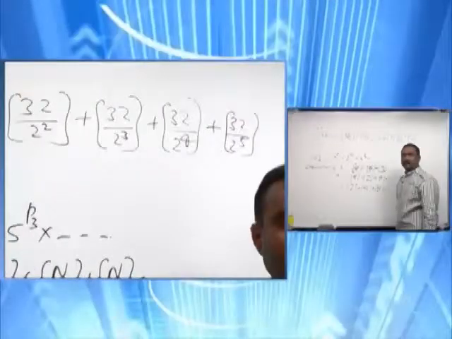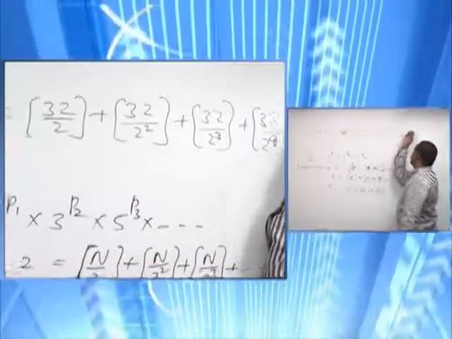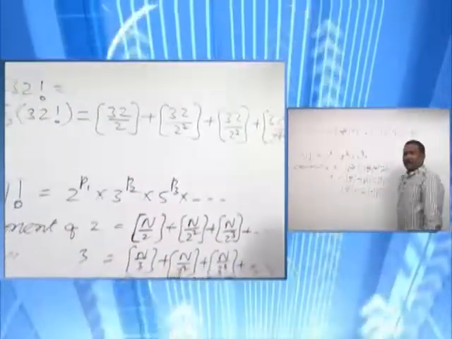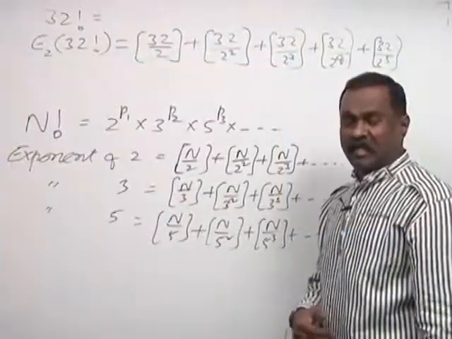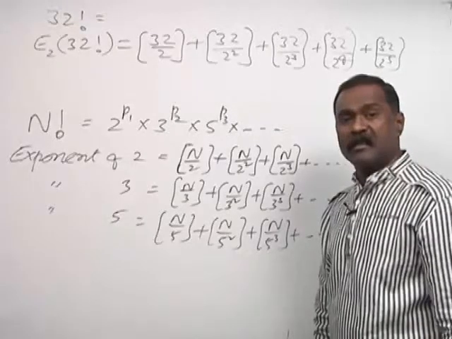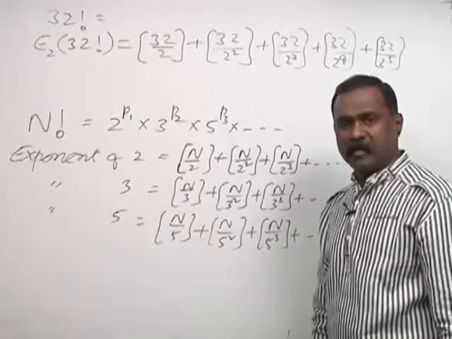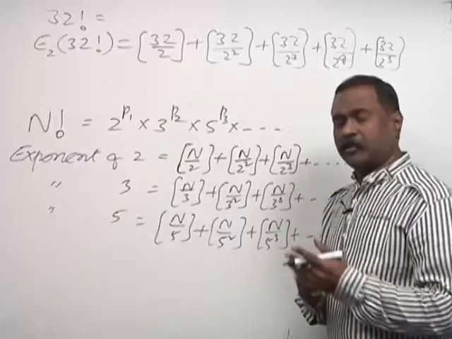What is 2 power 5? 32. What will be 2 power 6? 64. More than that, it becomes a proper fraction. Proper fraction means it will be less than 1. Less than 1 means the step value becomes 0. Step value means greatest integer function. You all know that.